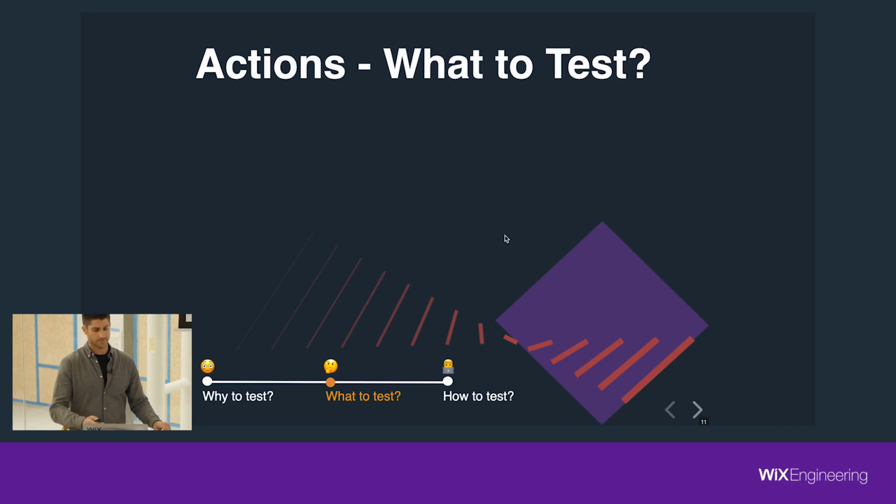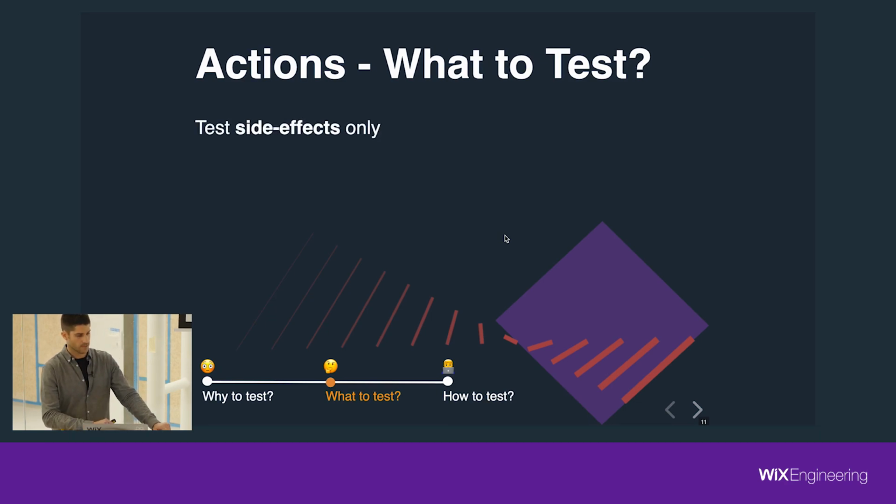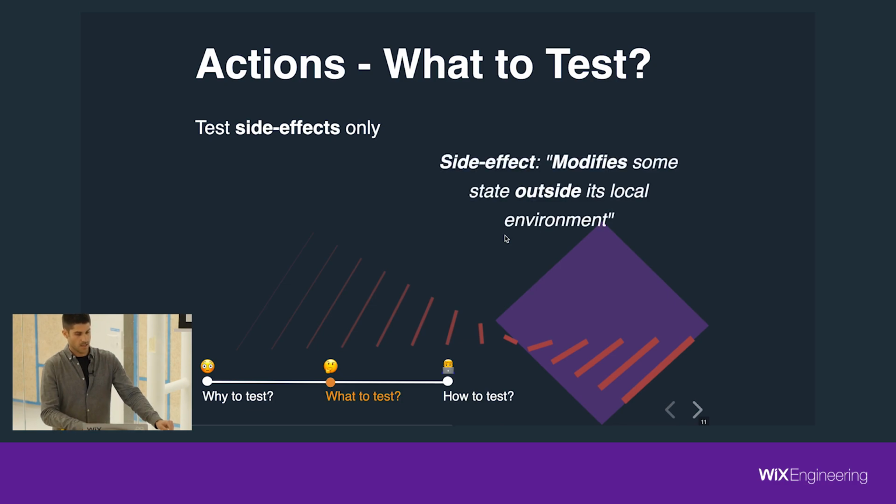What to test in an action? When I come to write tests for actions, I keep in mind that I test only side effects. Let's first define what side effects are: modifying some state outside the local environment. We're going to see in a moment an example. If I filter some data, I don't want to test it, because it's not a side effect. It doesn't directly affect anything outside the local environment.